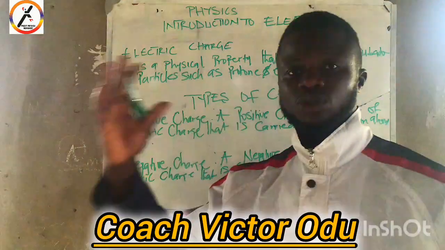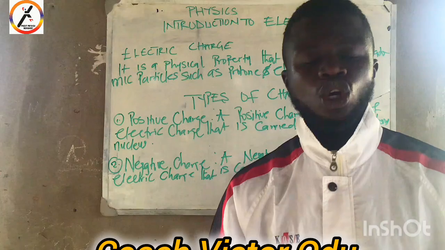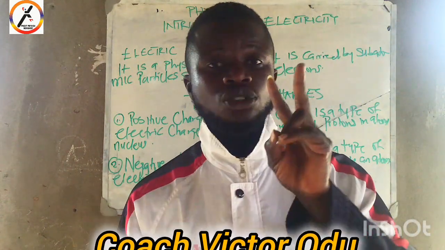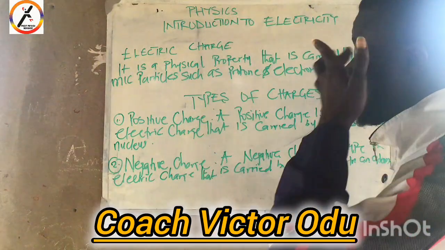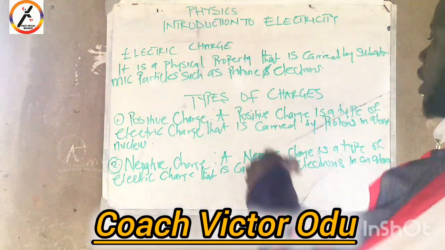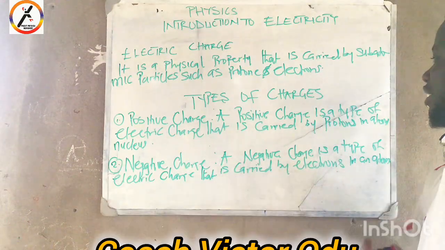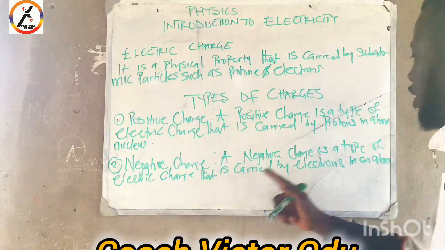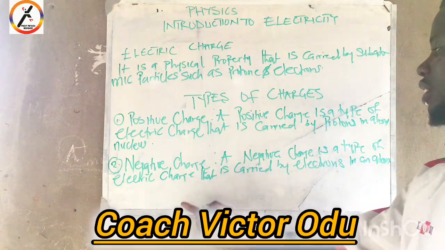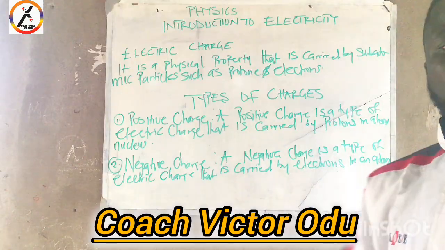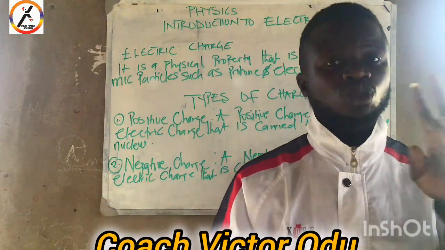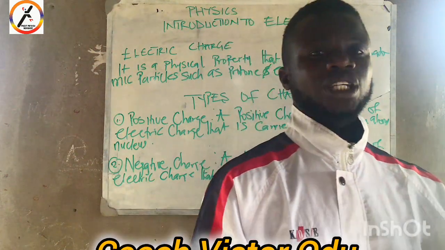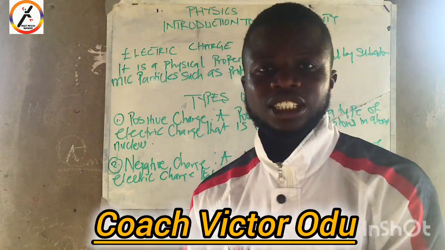Electric charge is a property carried by subatomic particles such as the proton and the electron. We have the nucleus of the atom, which contains the protons, and the electrons. The proton is the positive charge and the electron is the negative charge, which are the two types of charge we have. A positive charge is a type of electric charge carried by protons in the atom's nucleus. A negative charge is a type of electric charge carried by an electron in an atom. So you should know that there are two basic types of charges: the positive charge, which is the proton, and the negative charge, which is the electron.